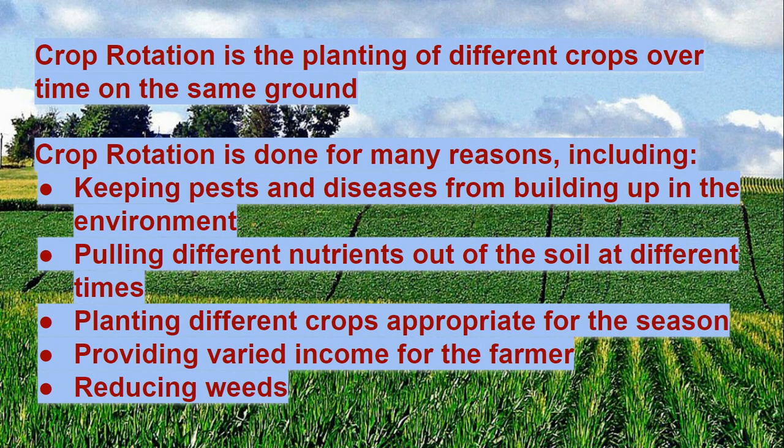The second thing is pulling different nutrients out of the soil at different times. Every crop has specific nutrients that it uses more of than other nutrients. By rotating, we're spreading that out and allowing the soil to replenish and repair itself, and whatever fertilization we're doing can fill in those gaps. If you keep pulling the same nutrients out of the same soil by planting the same crop over and over again, it's going to become deficient in certain nutrients.